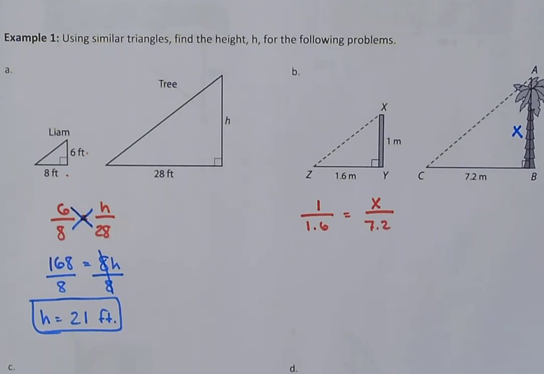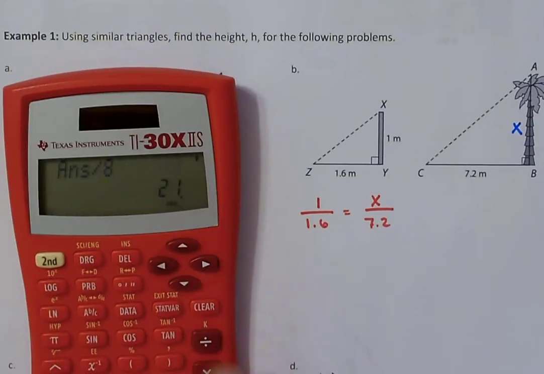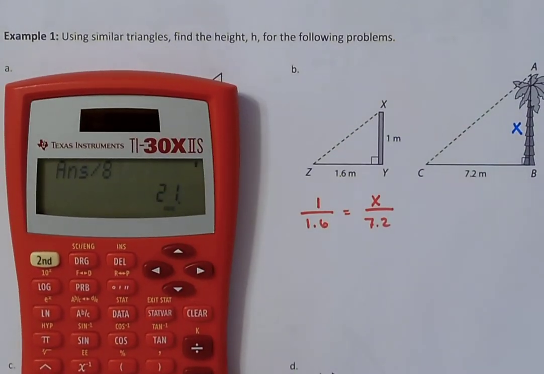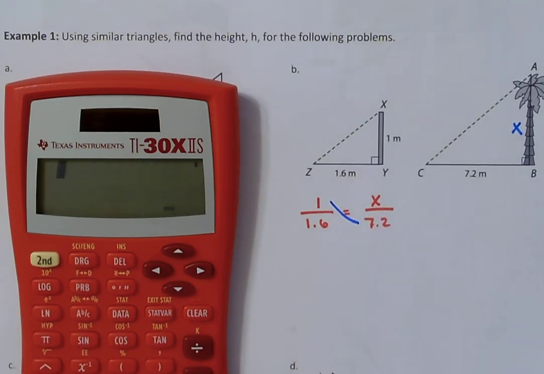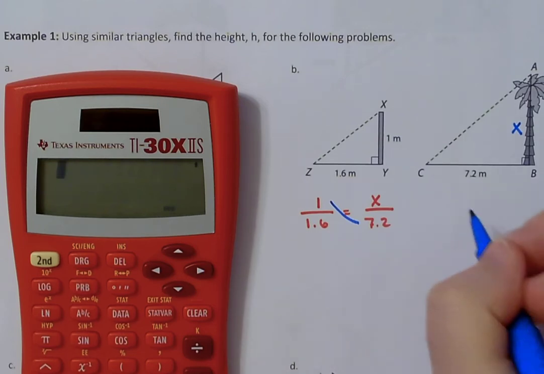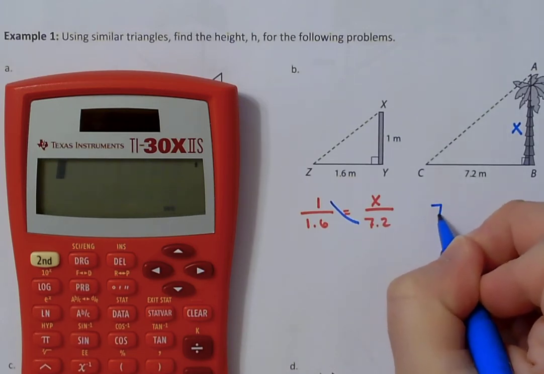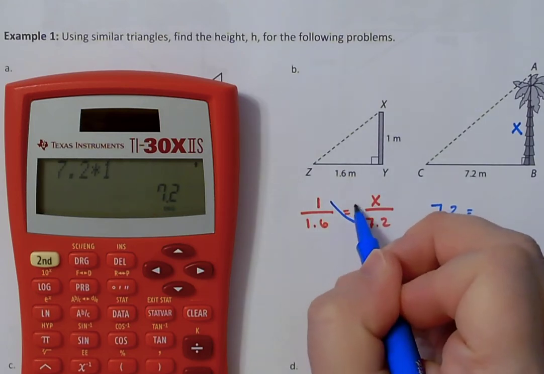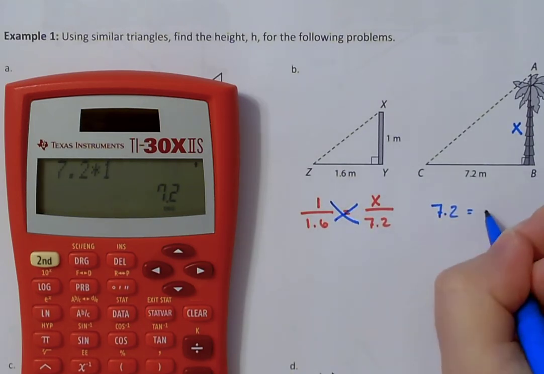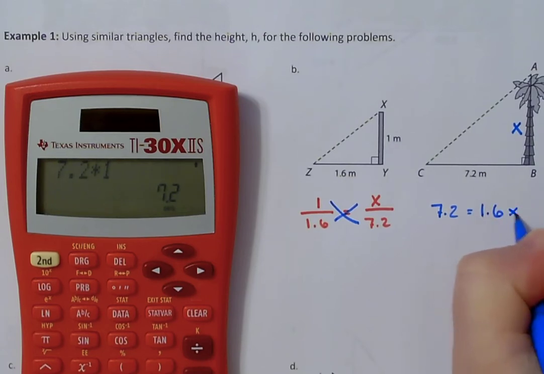From here, all we need to do is just cross multiply and then divide. So if we go through and do that for this problem, if we cross multiply, we're going to have 1 times 7.2, which is going to give us 7.2. It's 7.2 times 1. And then we have 1.6 times x, which is going to give us 1.6x.